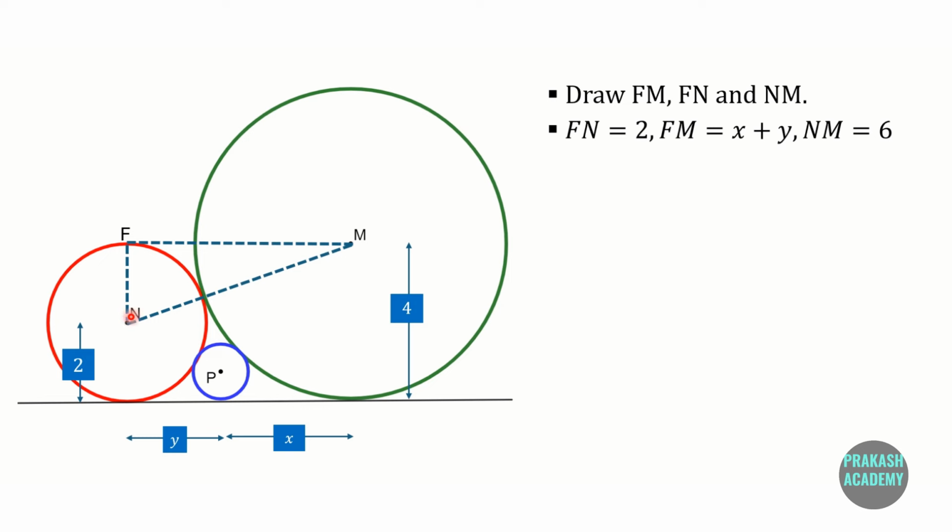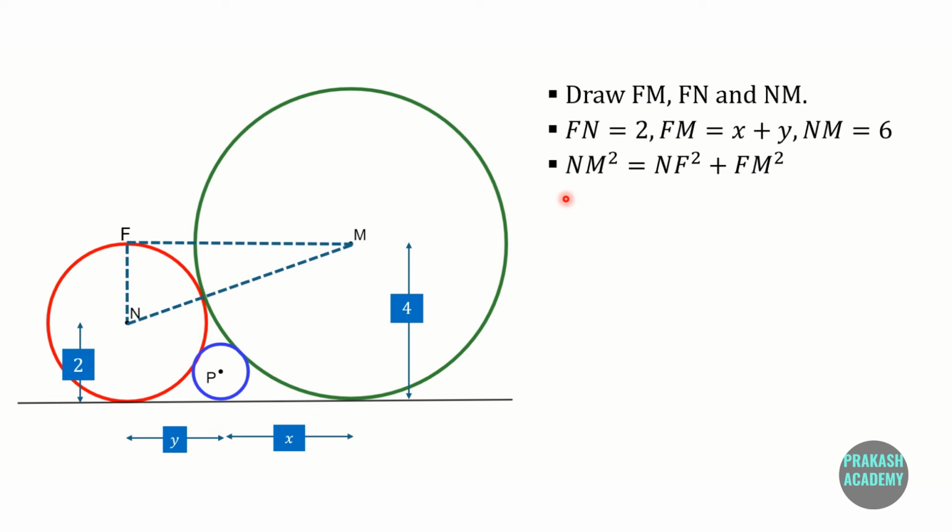So this is x plus y. And N M, this distance, is radius of this circle plus radius of this circle. So this is 2 and this is 4. So that is 2 plus 4, which is equal to 6. Because this is the point of contact and this line will pass through the point of contact. So this length is equal to radius of this circle plus radius of this circle. Now this is a right angle triangle. I can use Pythagoras theorem. So hypotenuse square, that is N M square, equals sum of squares of sides, that is N F square plus F M square.